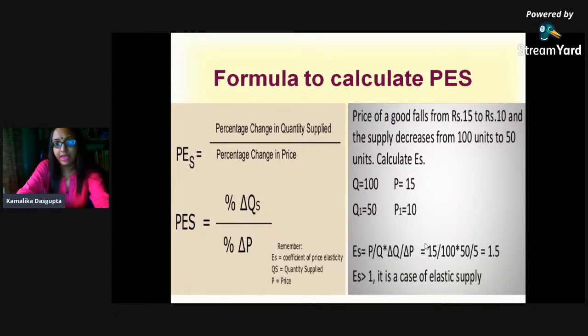It's 5 by 15, so it's 1/3. So what is my value of elasticity? 1.5. Okay, so ES is greater than 1. So the value of elasticity of supply is 1.5. It is greater than 1, which means it is a case of elastic supply.